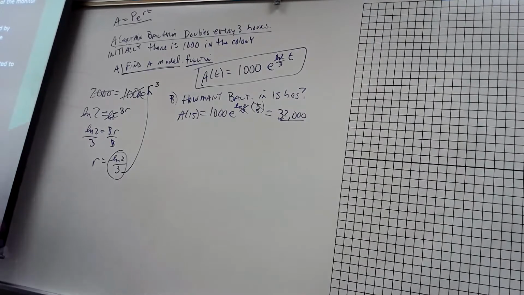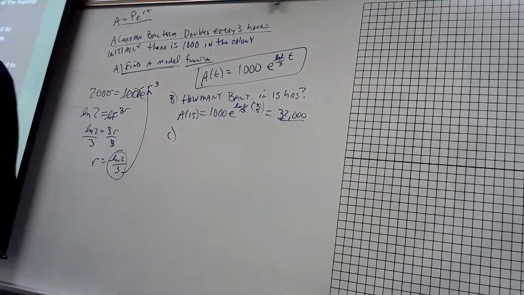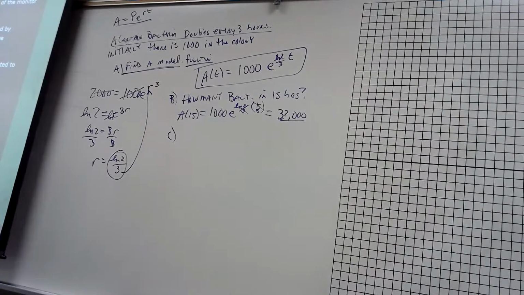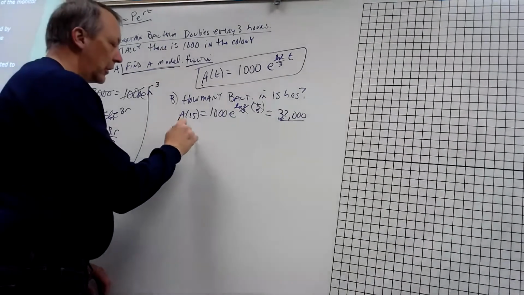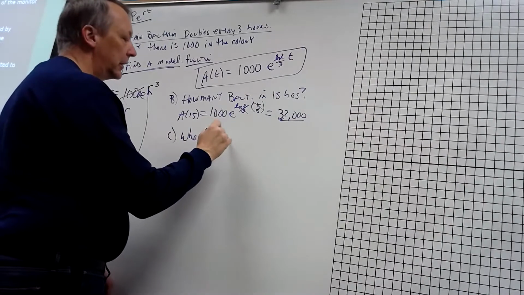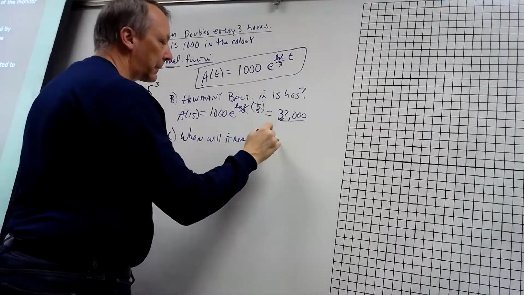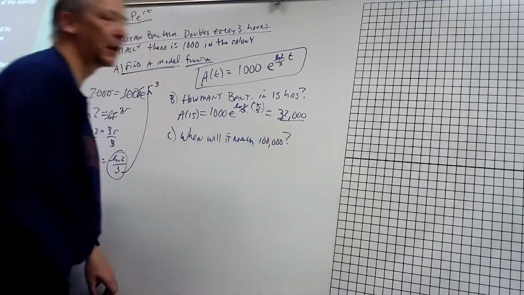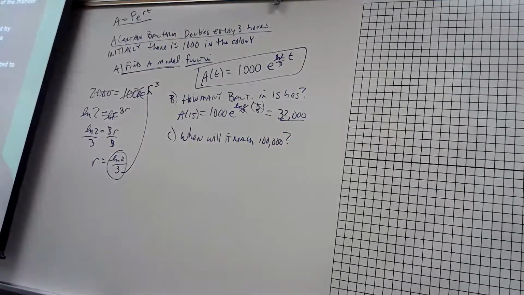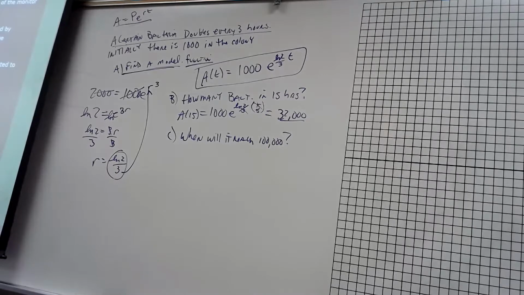All right, part C says, when will it reach 100,000? One of the things you're going to find about this class, or this section, is it's going to get extremely repetitive. So, Chris, it must be your turn.